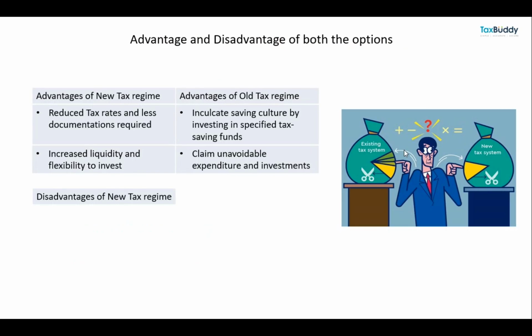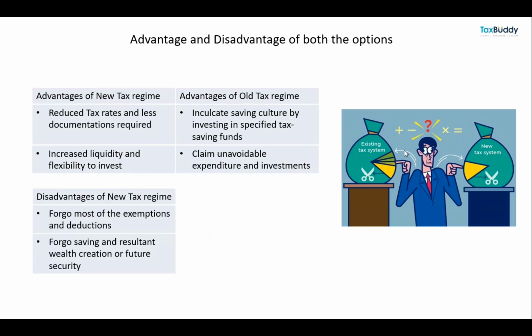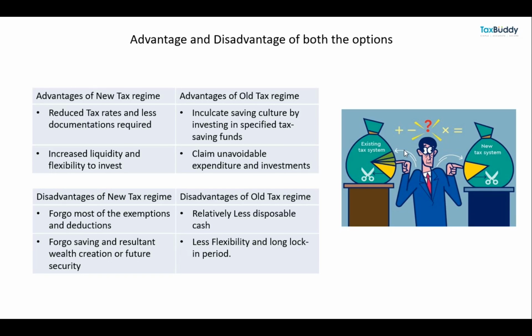Now let's discuss the disadvantages of the new tax regime. It forgoes the benefits of expenses, forgoes saving and the resultant wealth creation or future security. Disadvantage of the old tax regime: relatively less disposable cash, which means it reduces the liquidity in the hands of investors. Most of the tax saving options have a longer lock-in period, from 5 years to 15 years approximately, which does not give the investor flexibility to invest.